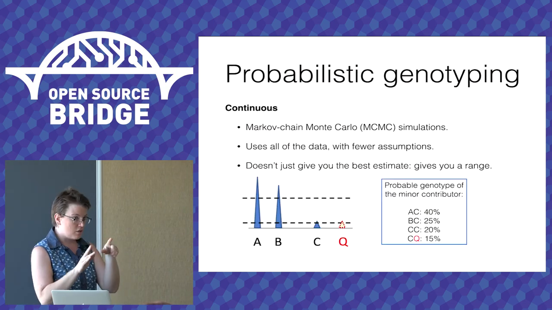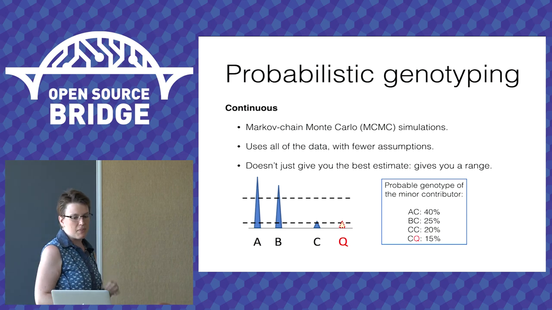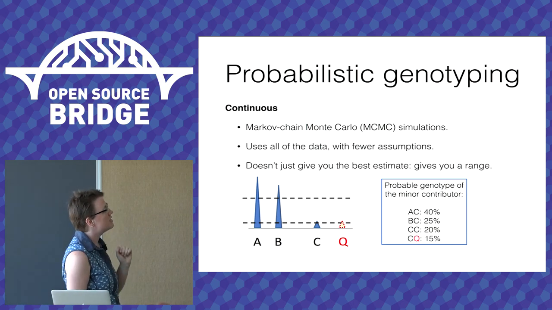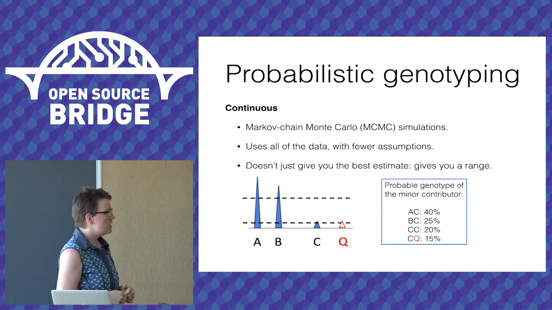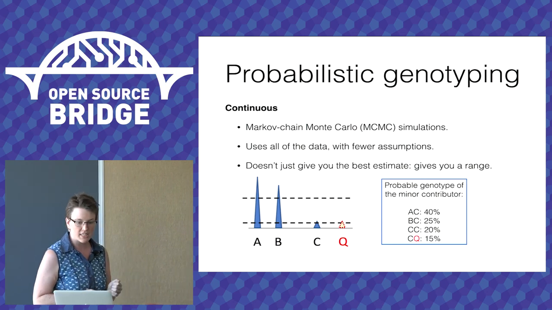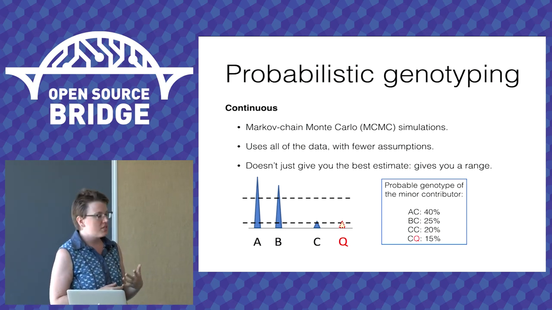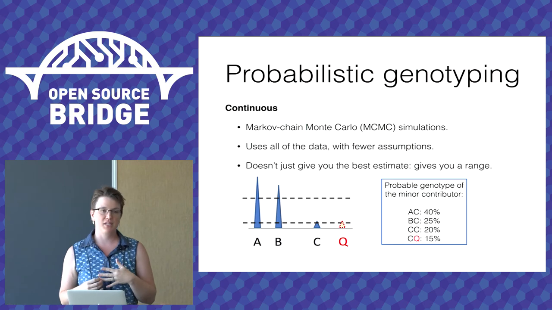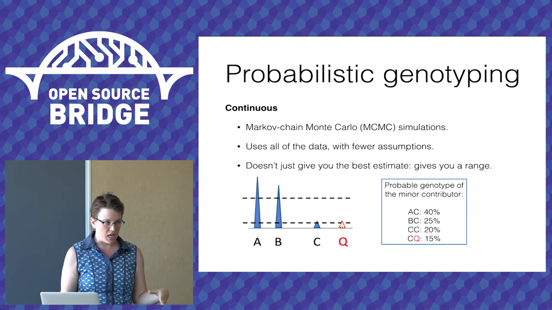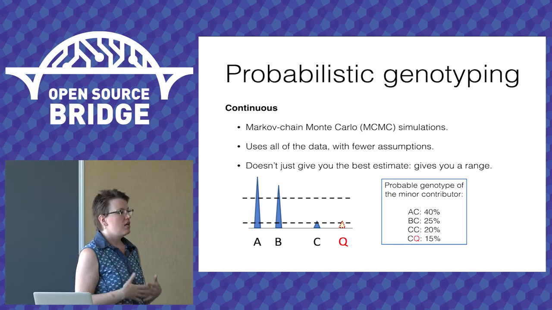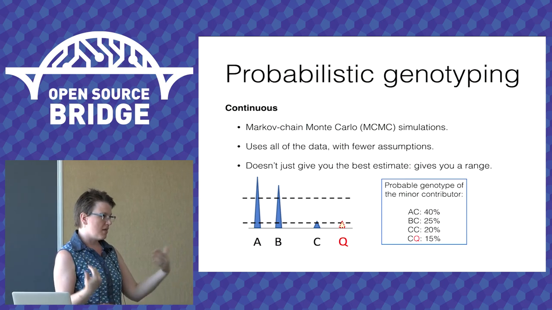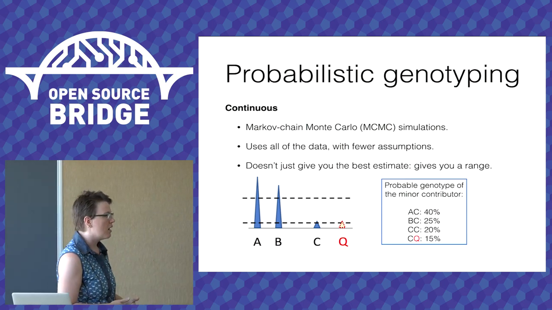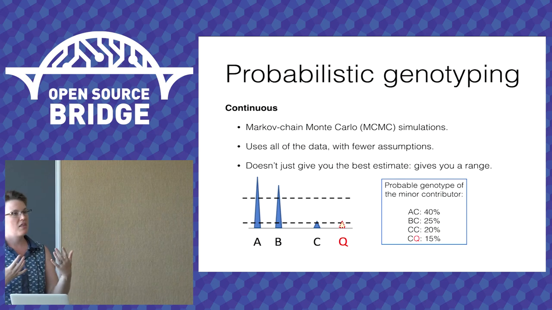All right, I mentioned there's two different types of probabilistic genotyping models. There's the semi-continuous and there's the continuous. Continuous models are better because they're more sophisticated. It uses a Markov chain Monte Carlo simulation. I'm not explaining what that is. The internet has many explanations for that, but I'm not the statistician best equipped to explain that. It's a mathematical model.